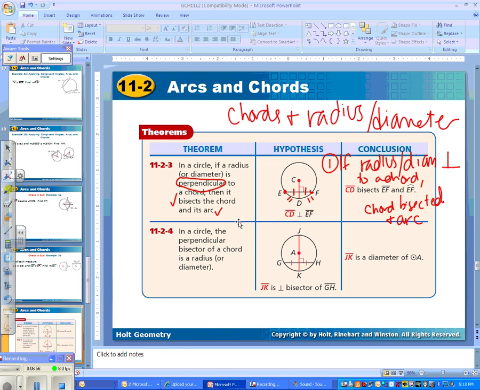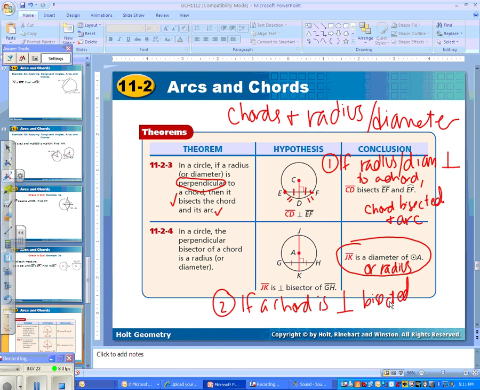And this one just says the opposite of it. So if we have a chord and it's being perpendicularly bisected by something, so it cuts it in half and it meets at a right angle, then that has to be either the diameter or the radius. Okay, so how I would write that in my notes is if a chord is perpendicularly bisected, meaning it hits at a right angle and it's cut into 2 congruent pieces, then the segment bisecting it, cutting it in half, not the chord, must be either the diameter or a radius.